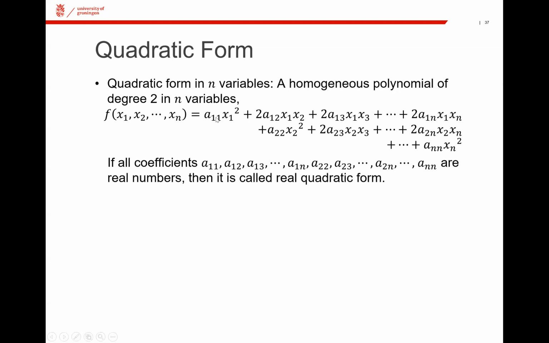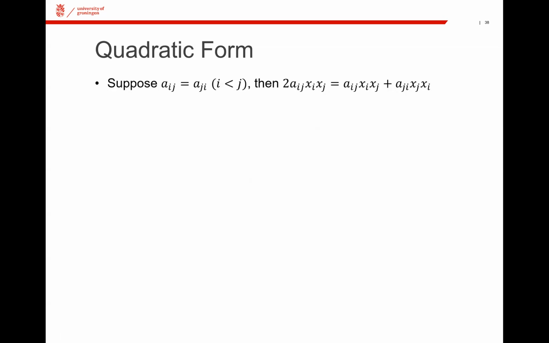And here, a11 to ann are all coefficients, and if they are all real numbers, then it is called a real quadratic form. So we suppose that these two coefficients are the same, then this equation will hold. Basically, we split this term into two terms, and that is used to write in matrix terms.